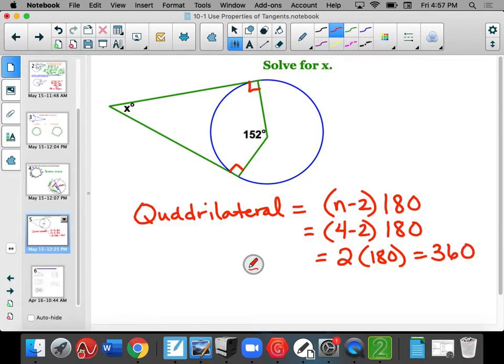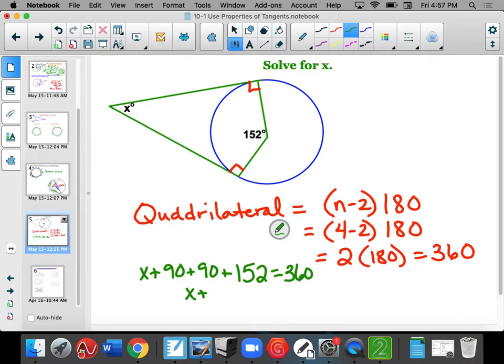So if I take this particular quadrilateral kite and add up all of our interior angles, x plus 90 and 90 and 152 should give me 360. Then we use our algebra skills and add up all of our like terms, and we get x plus 332 equals 360. Subtract off our 332 from each side, and we get that the lower angle there, the x, is going to be 28 degrees.